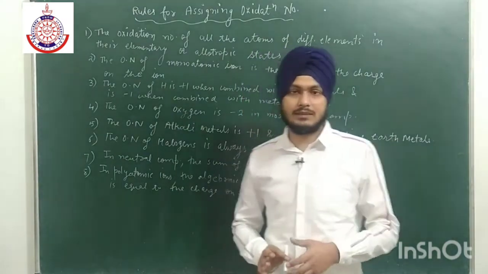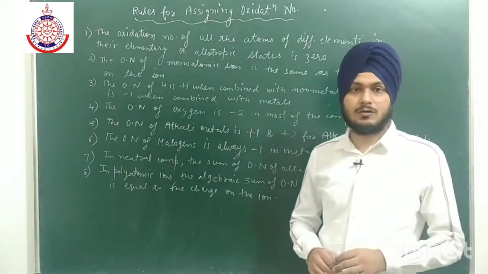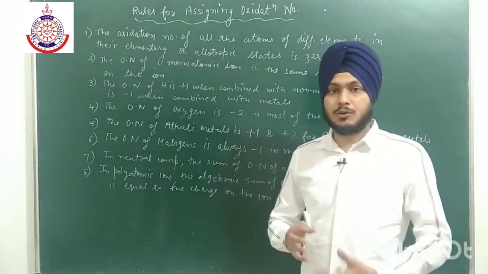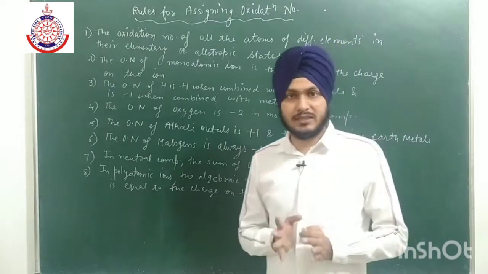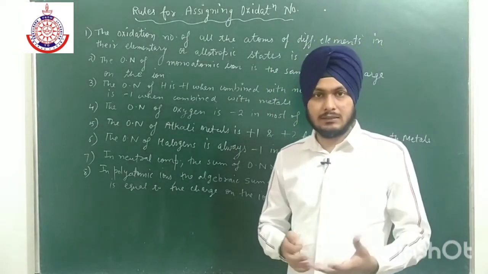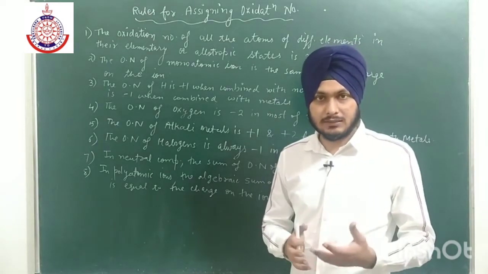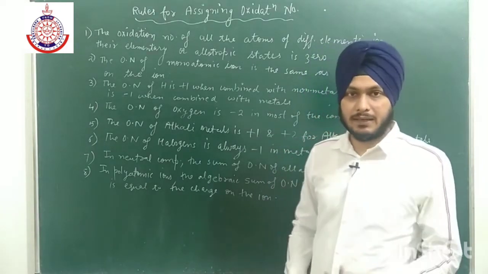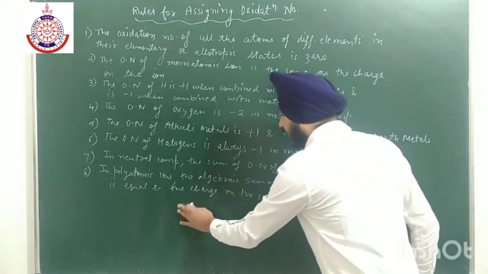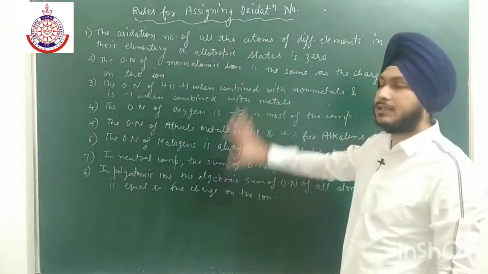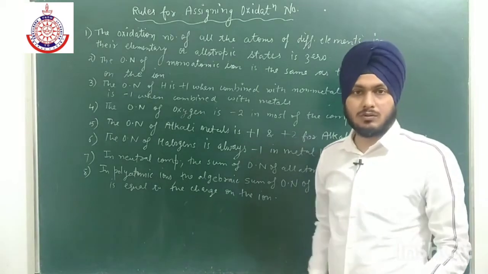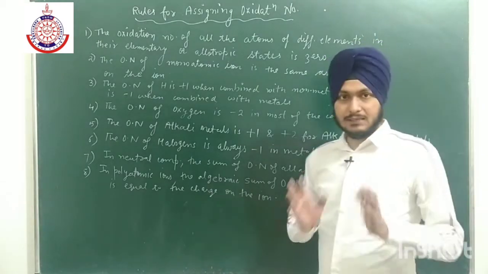In order to overcome this problem in case of covalent compounds, how to predict whether oxidation or reduction takes place, a new term is introduced, that is known as oxidation number. I have already used this term many a times. So what is oxidation number? Here I have written some rules for assigning the oxidation number. These are 8 rules and there are 2 or 3 more rules. Now, what is an oxidation number?